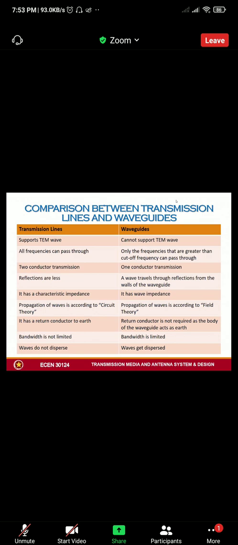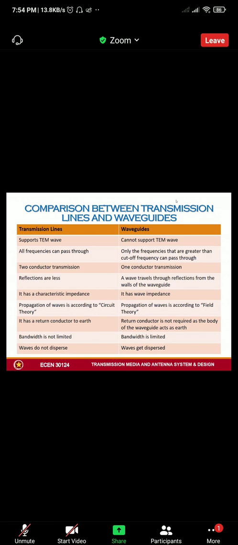Transmission line is a two-conductor transmission. Yun nga lamang ang conductor niya, it's either balanced or unbalanced. Dito sa waveguide, there is only one conductor transmission and it is the wall of the medium. In transmission line, reflections are less, while in waveguide, ginagamit niya mismo yung reflection as means to propagate the signal. Samantalang in transline, pag sinabing reflection, ibig sabihin loss po siya.